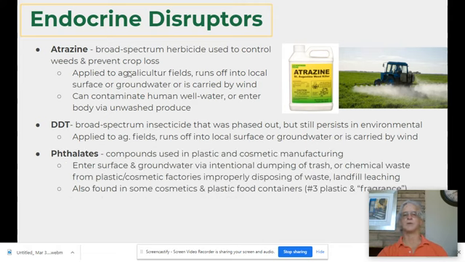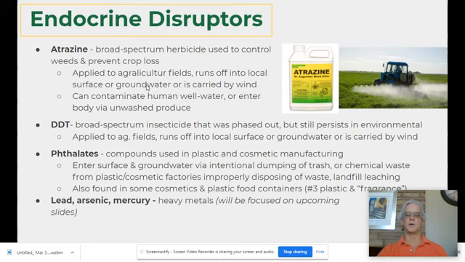Phthalates are compounds used in plastic and cosmetic manufacturing. They enter surface or groundwater via intentional dumping of trash or chemical waste from plastic or cosmetic factories that improperly disposed of the waste, and sometimes from landfill leaching. In other words, they throw it properly into the landfill, but the bag breaks open and it leaches out. It's also found in some cosmetics, plastic food containers, such as number 3 plastics, or fragrance.